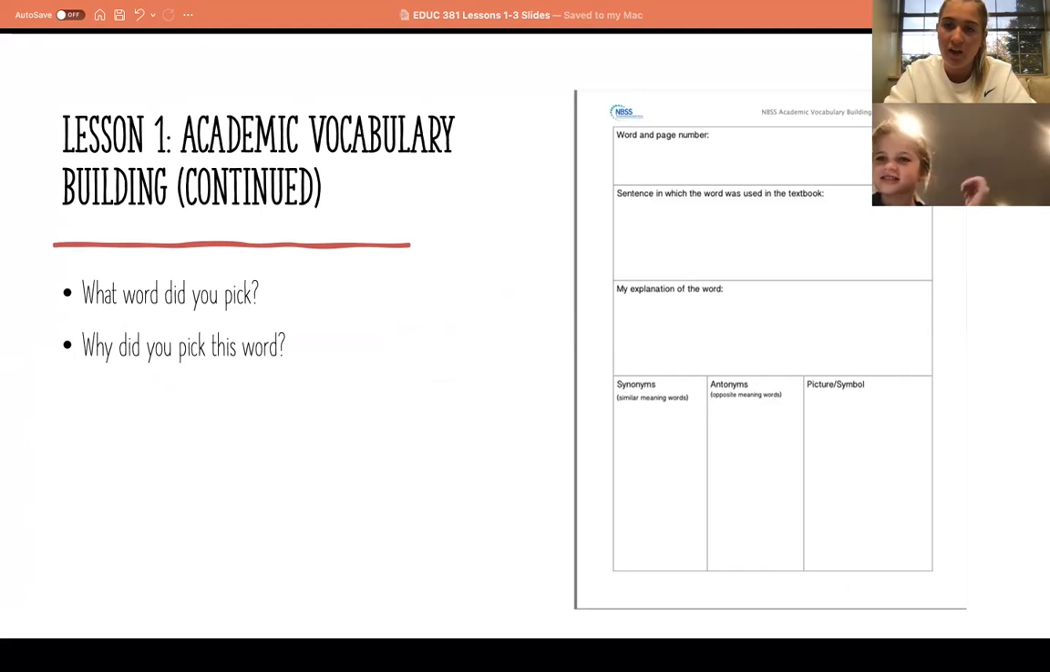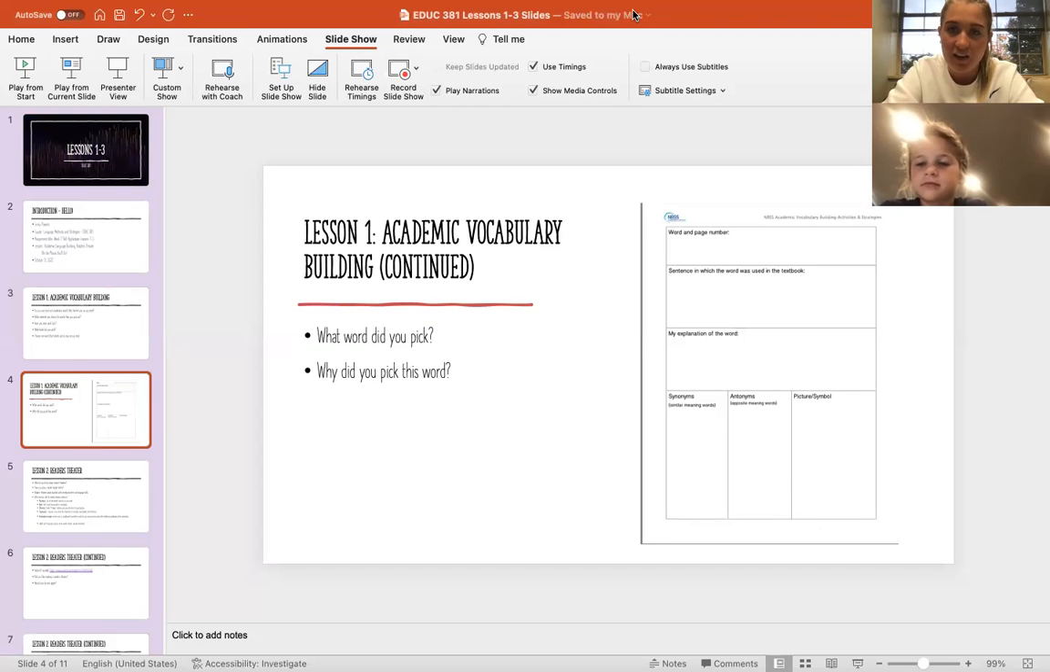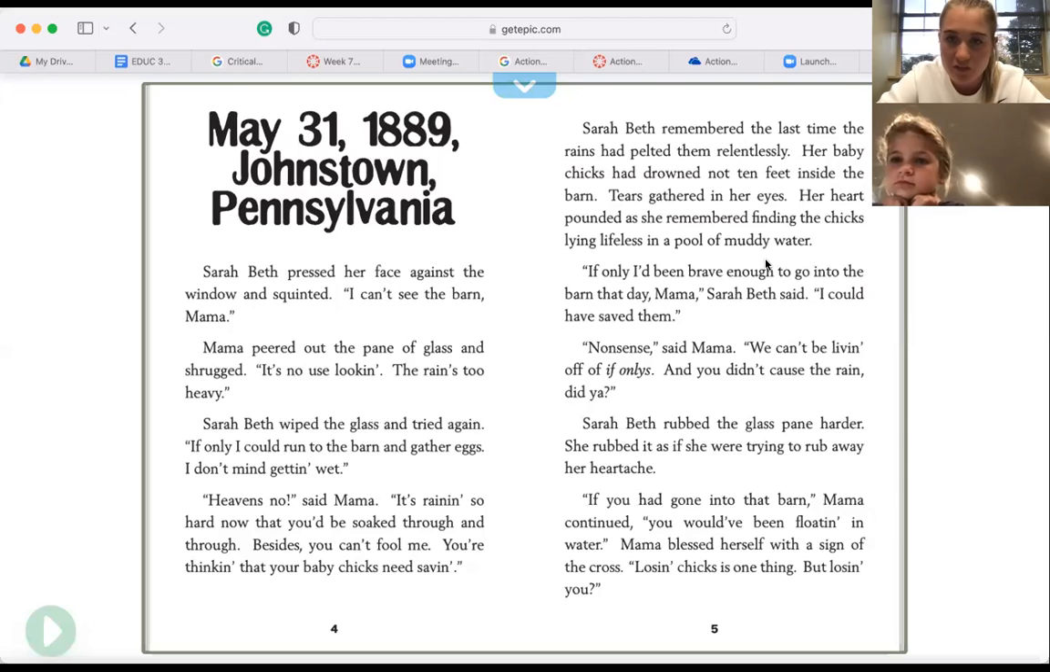Relentlessly. Okay, so the scenario that the word is used in the book. Let's take a look at that. Let's go back to our book, and let's read the sentence that the word is used in. So, Sarah Beth remembered the last time the rain had pelted them relentlessly. So given our circumstances within our sentence, what do you think that relentlessly means?